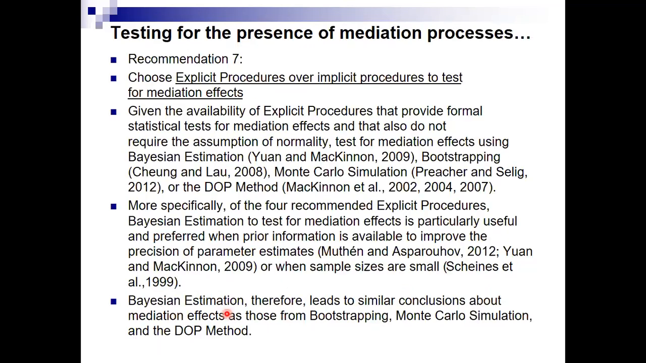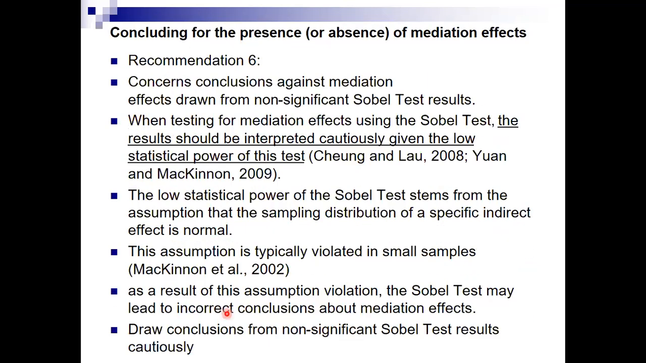Then I think we're moving backward now to 6. This one concerns conclusions against mediation effects that you'll be drawing from non-significant Sobel test results. The recommendation is to interpret the results from Sobel tests with some caution, because the Sobel test has lower statistical power.